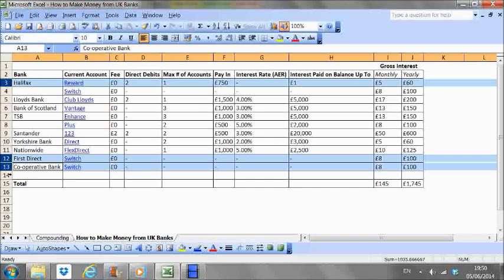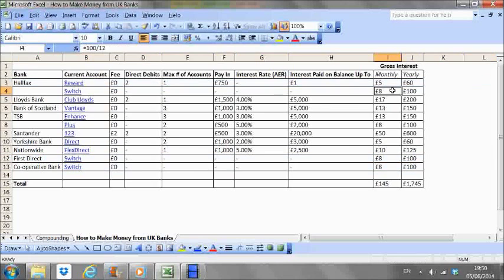So if you switch, you'll get £100. Now, that's about £8 per month, but obviously they pay it up front. They pay you £100. Same goes for First Direct. Same goes for the Co-operative Bank. Just to mention, I will put all of the links in the description so that you can go to the website directly where that product is within the bank's website, and you can read through the details and apply for it if you wish.